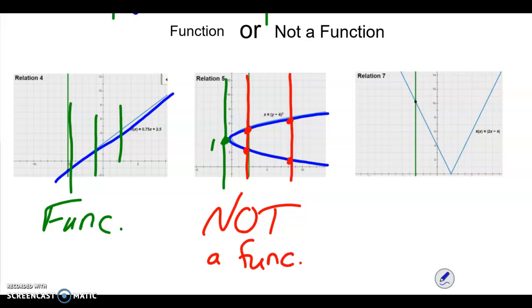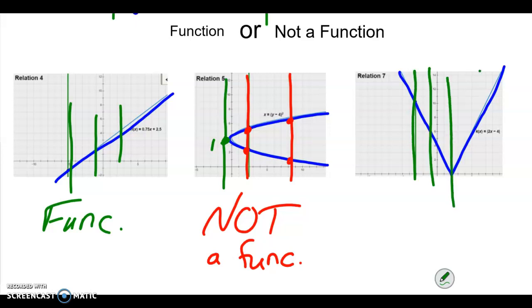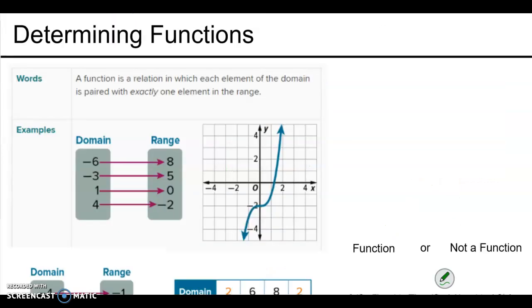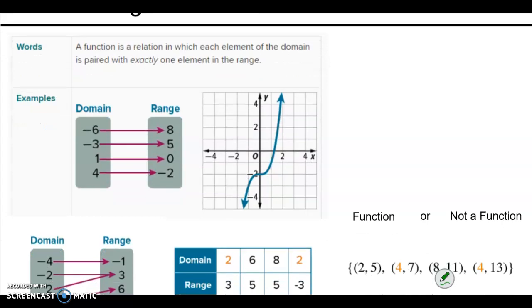And then this graph over here, this is actually what the graph of an absolute value looks like. It looks like a V. No matter where I test this one out, it's only going to be hitting once. That one is a function as well. Okay, so then we go over here.